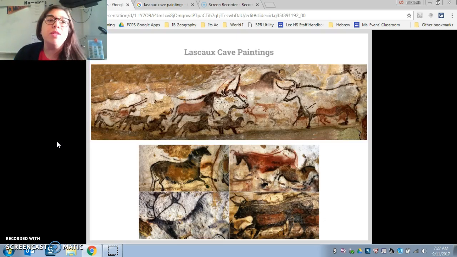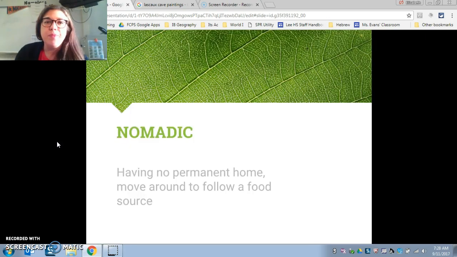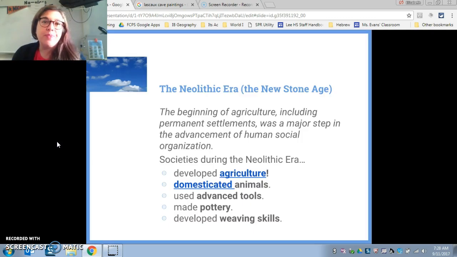So these are the Lascaux cave paintings. They are in France, and this is the most famous example of Paleolithic cave art. So take a moment to look at the subjects of these paintings and think about, what is the big thing here? What do these people care about based on their artwork? What did they think was important to memorialize? Again, nomadic means that you don't have a permanent home, and this is the major characteristic of the Paleolithic age.